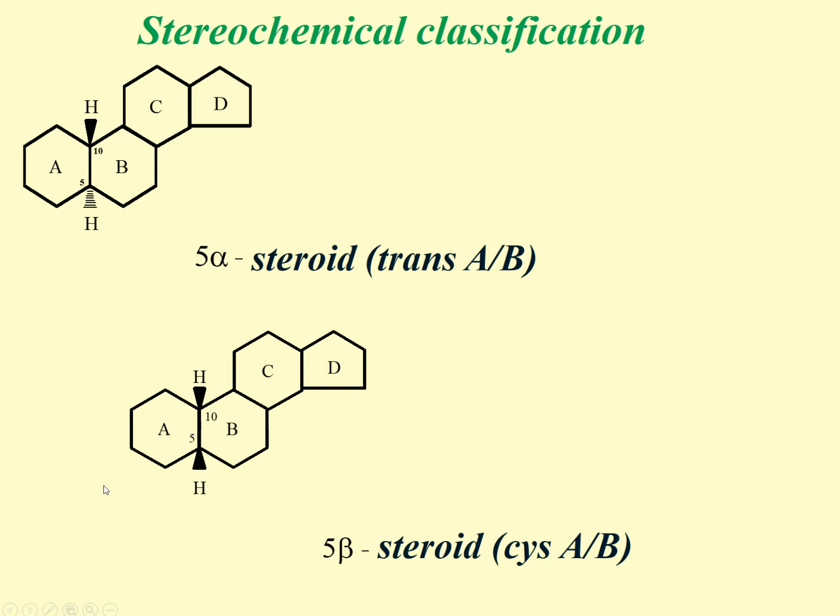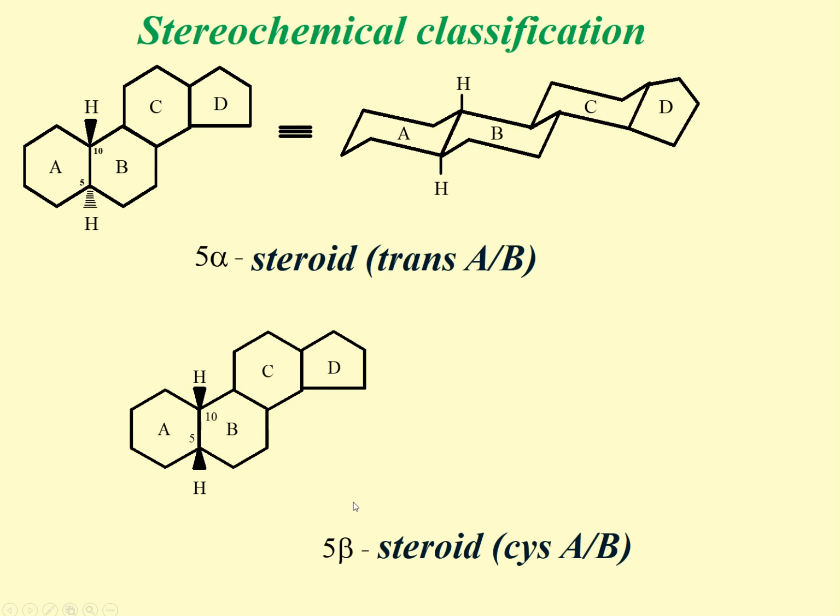And again, I remind you that all the other substituents, for example, here a hydroxy group in front of the plane will be a beta hydroxy group. For example, this position behind the plane will be an alpha hydroxy group. But again, all steroids can belong to two series. When hydrogen is behind the plane, it is trans configuration, and we can say it is the 5 alpha series of steroids. And when hydrogen is in front of the plane, it corresponds to cis configuration, the 5 beta series.